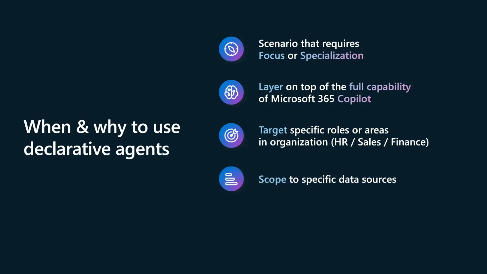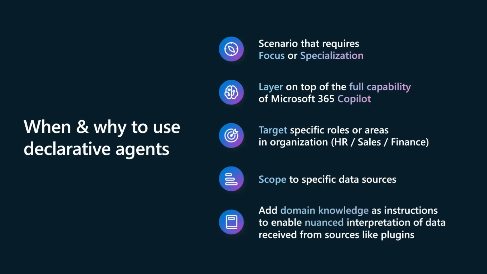The other one is scoping to specific data sources. As I said, if you go to Copilot today, unless you specifically provide a data source, it will look at the entire Microsoft Graph to find the relevant information. And sometimes you're like, I don't want that. I want just the answer from this specific file. That's where an agent would be beneficial. And also domain knowledge, to enable nuanced interpretation of data received from sources like plugins. In this case, the instructions that I provided at the agent level helped me and the agent get the answers in the format that I want. So that's where you would use agents.